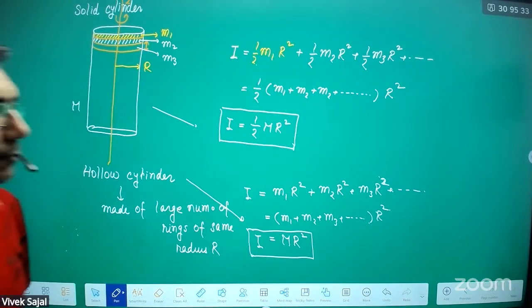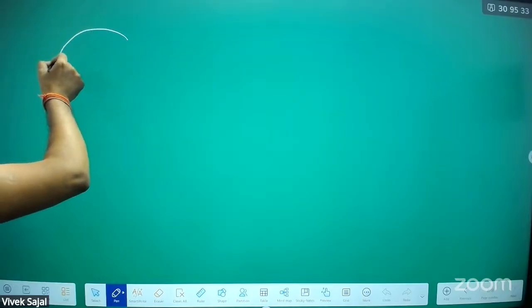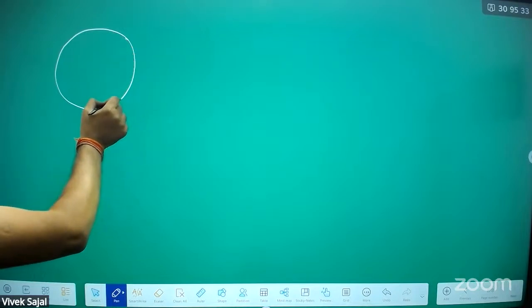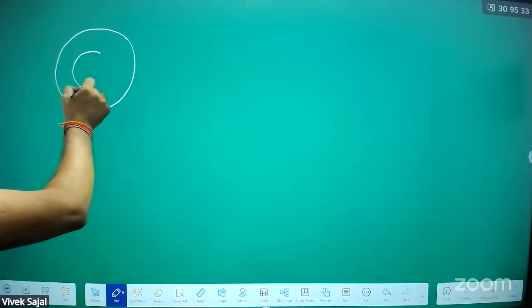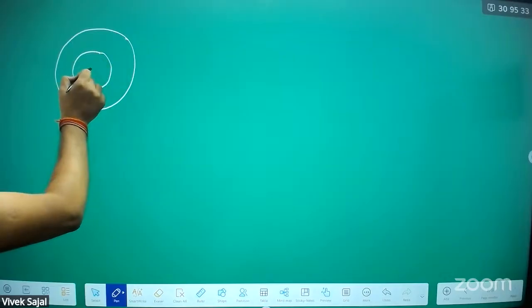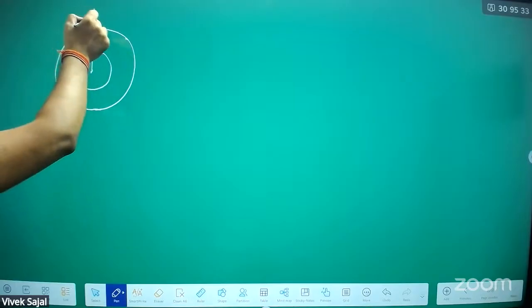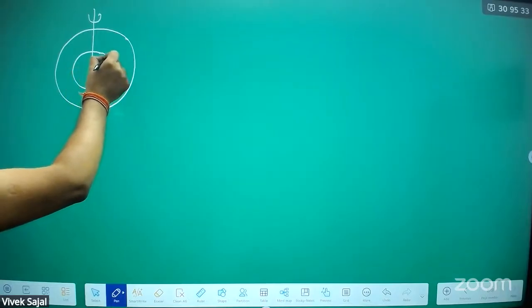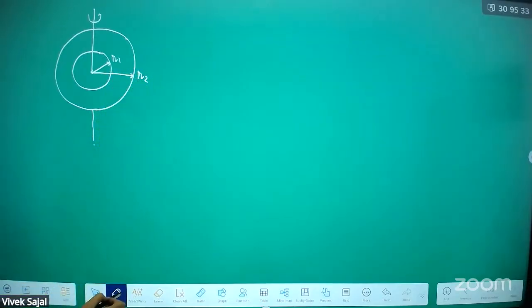Good. Next, one more thing you can do with the disk, that our disk is annular. We are having annular disk. This, and second is this. And this is the axis of rotation. You want to find out moment of inertia about this. Inner radius I'm saying is R1. Outer radius I'm saying is R2. So I am having an annular disk.